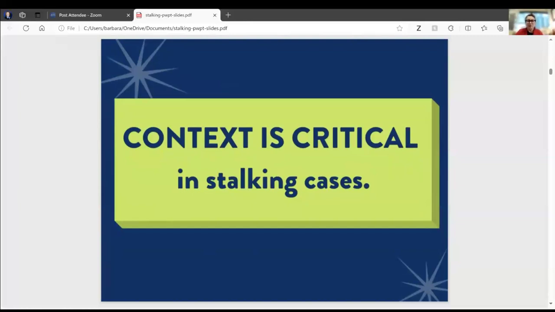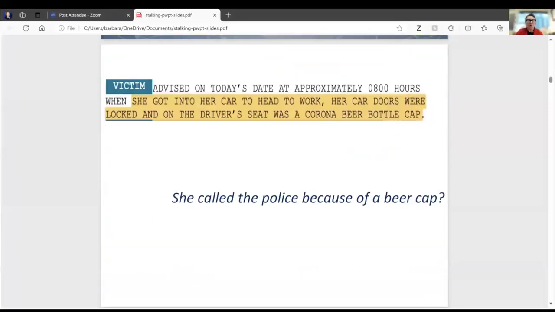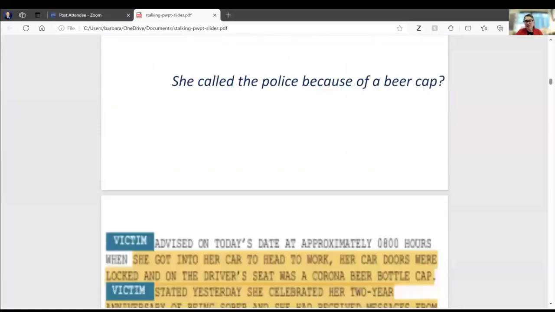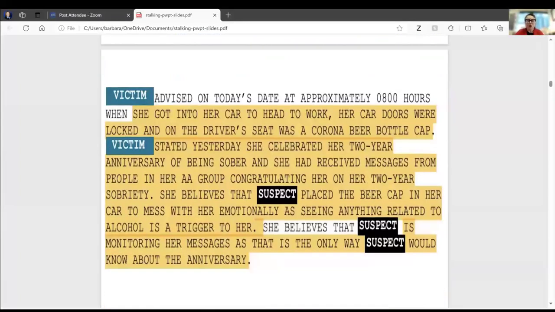I want to talk to you a minute about context. Context is critical. There's an example here that when I read this, I thought, wow, that really made me stop and think. There's an example where this woman got into her car to head to work. Her car doors were locked, and on the driver's seat was a Corona beer bottle or beer cap. Now, she called the police, and you may be thinking, well, why did she do that? Well, one of the reasons is her doors were locked and she did not believe that anybody had been in her car.